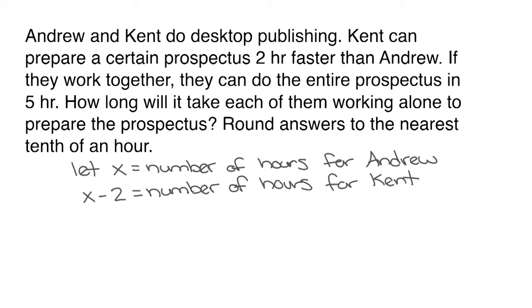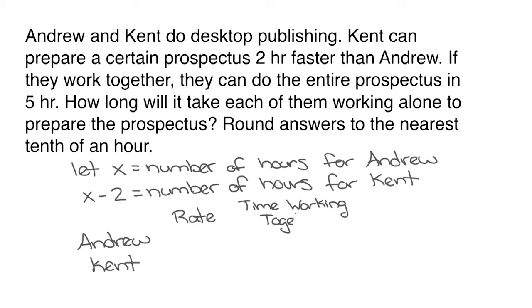Now we'll organize the information that we have in a table. We have information for Andrew, and we have information for Kent. We'll be interested in the rate for each of them, the time that they'll spend working together, and the fractional part of the job that they each complete. So fractional part of the job done.